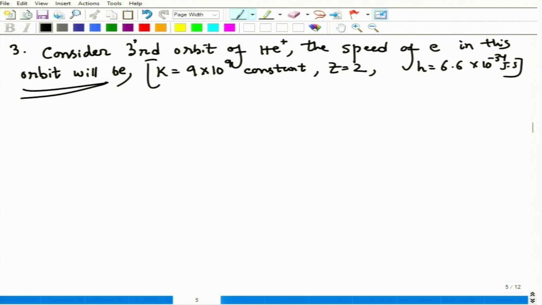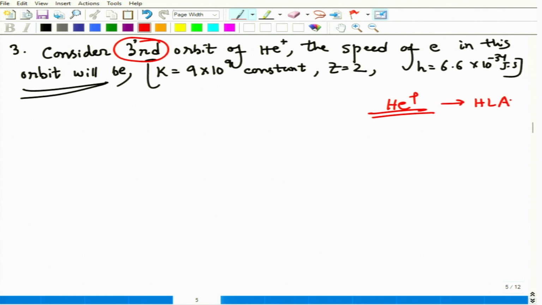So what is k? Let me find out. Let me do the problem first, then we will understand what k and the other things are. First we have to consider the third orbit of the helium plus ion. Why the helium plus? This we have already discussed, because helium plus is a hydrogen-like atom.